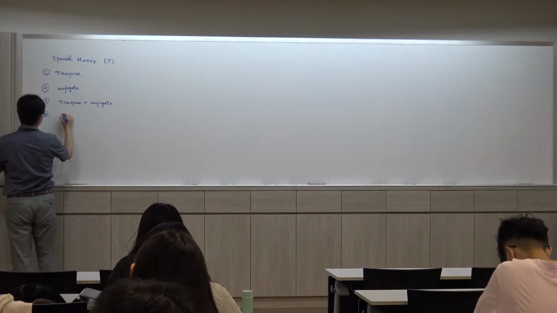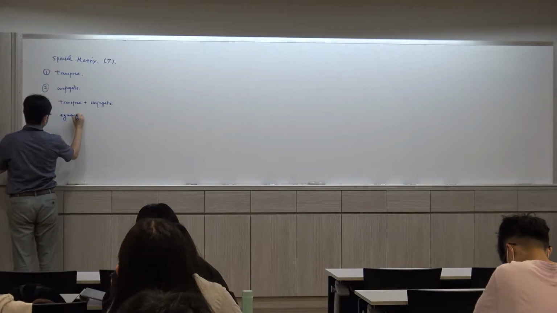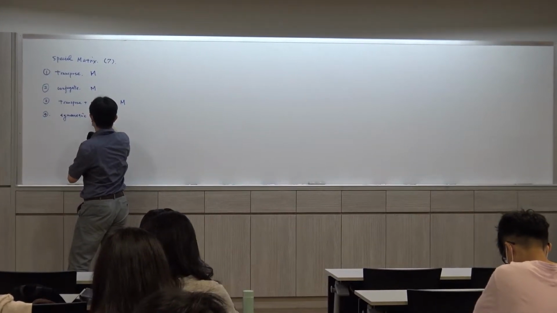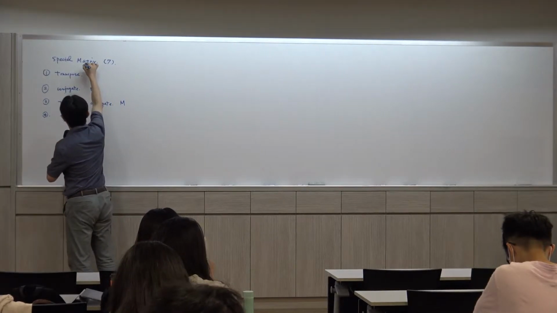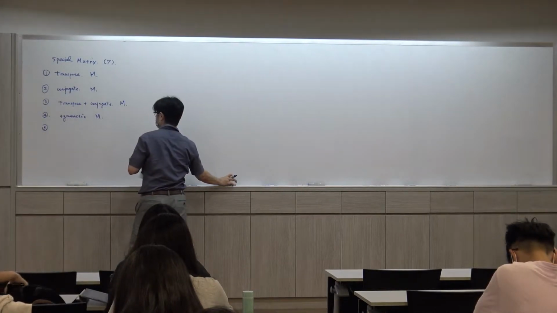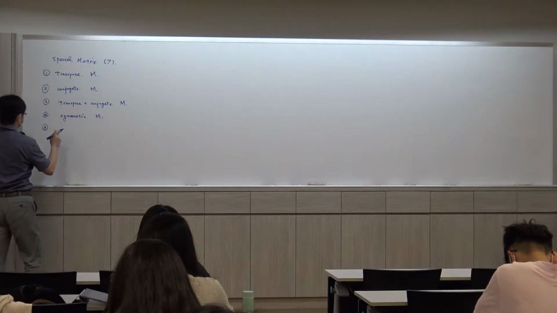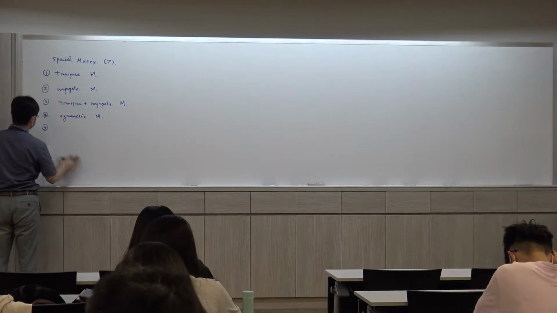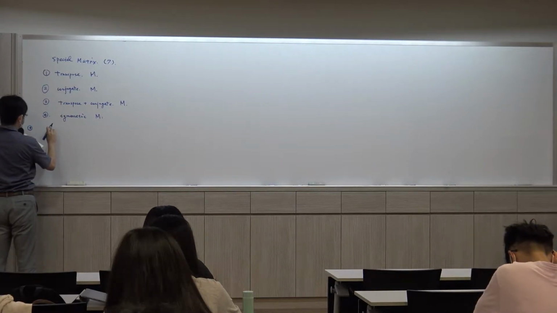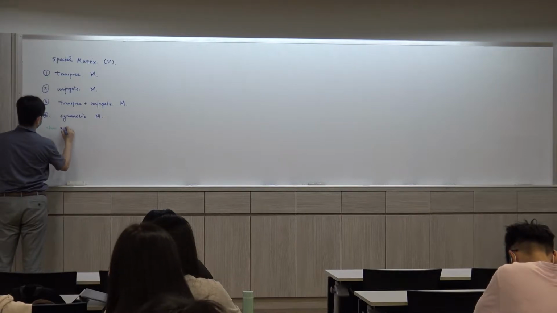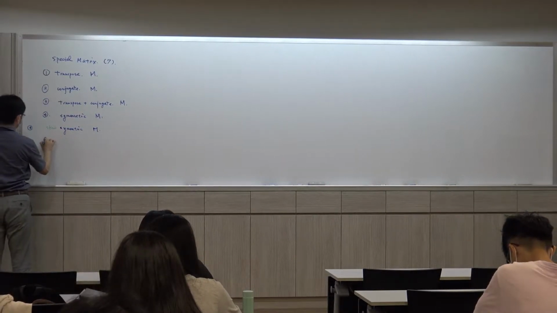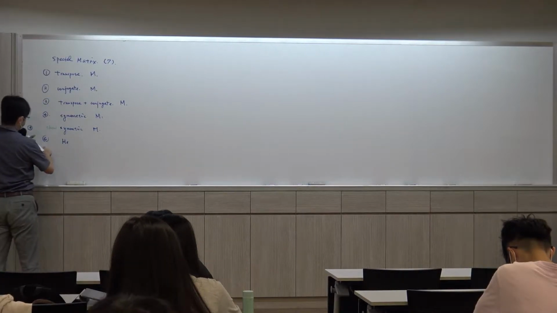Number 4 is symmetric. Number 5 is skew symmetric. Number 6, dimension.